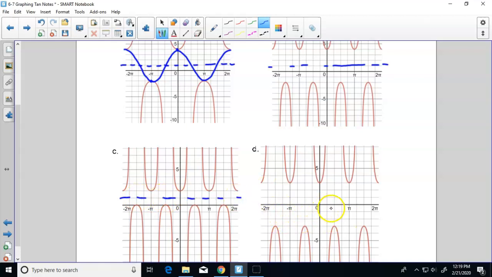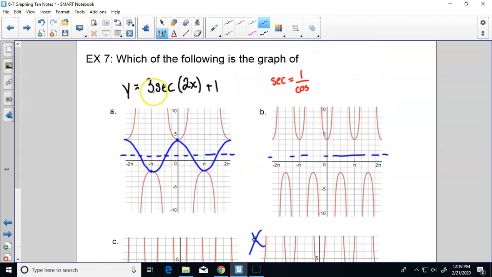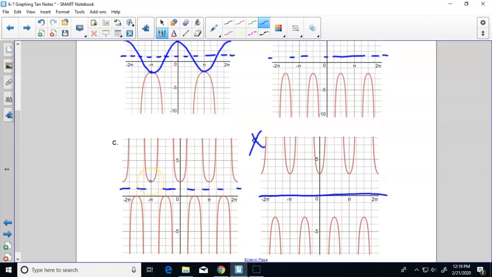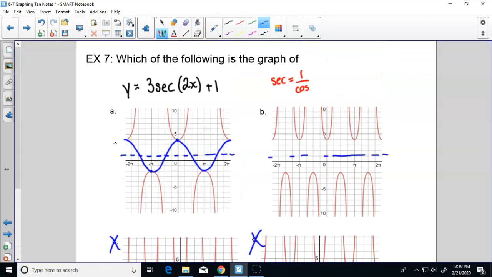And midline here would be 0. Right, so D is out. Okay. You also need an amplitude of 3. So amplitude of 3 means the distance from the midline to the highest point, or lowest point in this case, should be 3. So this has an amplitude of 3. B also has an amplitude of 3, but C only has an amplitude of 1. I'm not sure we actually call it an amplitude for secant, but we can think of it as the amplitude.